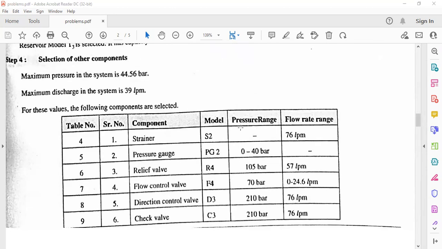So models S2, PG2, R4, F4, D3, C3, with ratings 0.40 bar, 105 bar, 70 bar, 210 bar, 210 bar, 76 LPM, 57 LPM, 0 to 24.6 LPM for FCV, DCV 76 LPM, and check valve 76 LPM. This is the progress range.